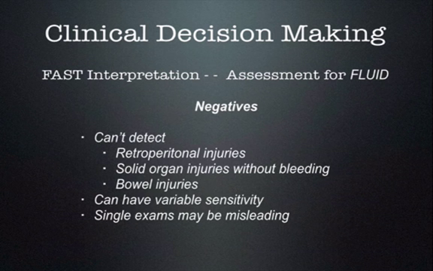So let's go back over the negatives of the FAST exam. You can't detect retroperitoneal injuries. You can't detect solid organ injuries that are not bleeding into the abdomen. And you can't detect bowel injuries.